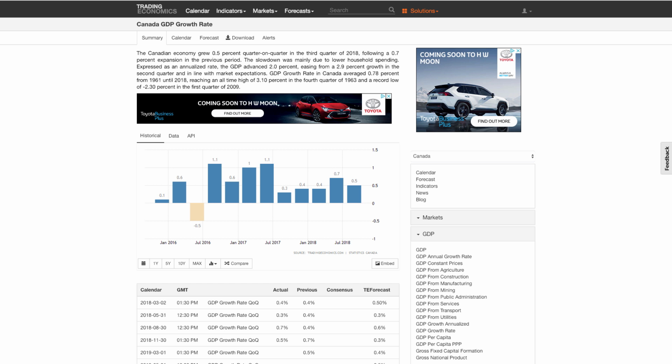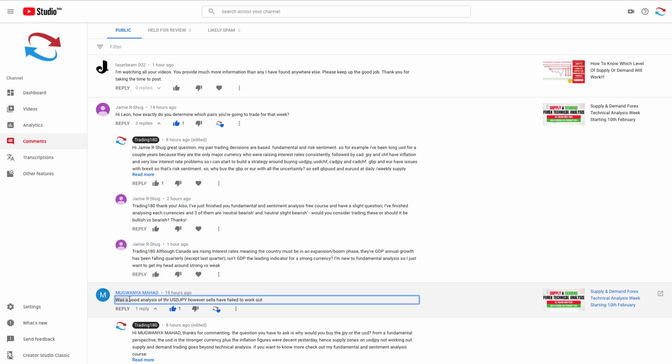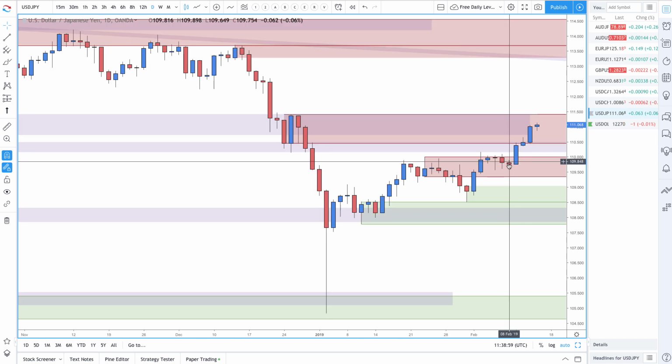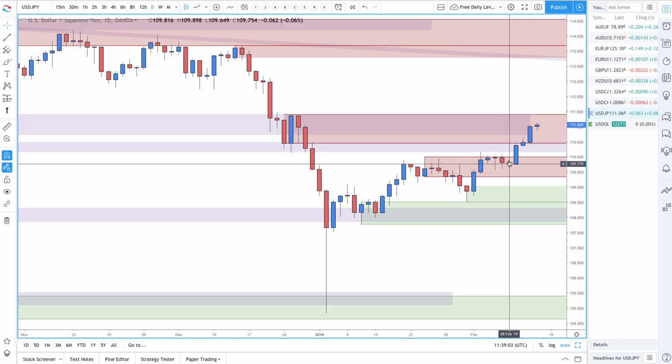So the second question was again from Mugwana Mahad, which was basically that sales have failed to work out. So he's talking about the dollar yen. So again, understanding all of that, let's go to the charts of the dollar yen, right? And at the time, before this week's analysis came out, prices were down here, and he said that the sales have failed to work out.